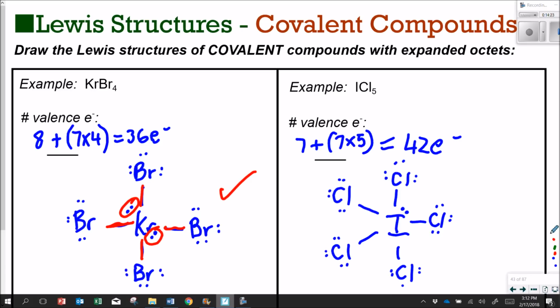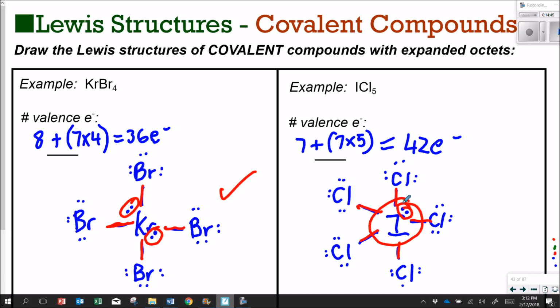So again, I've redrawn the iodine pentachloride molecule a little more neatly. We can see that the central iodine atom over here has 2, 4, 6, 8, 10, and 12 electrons around itself.